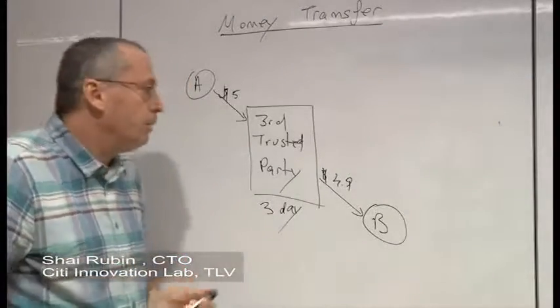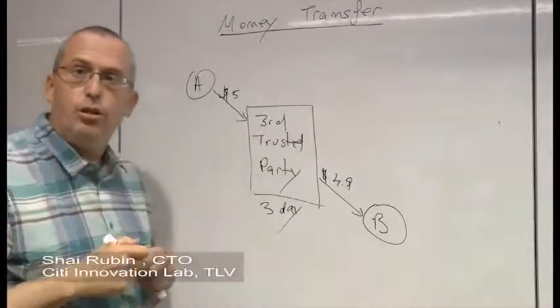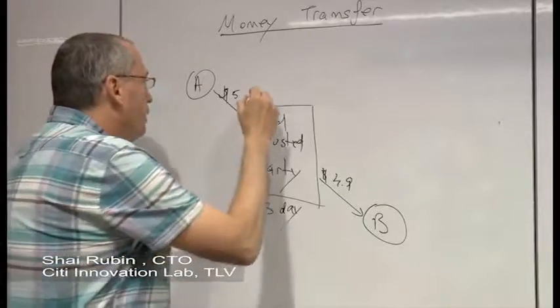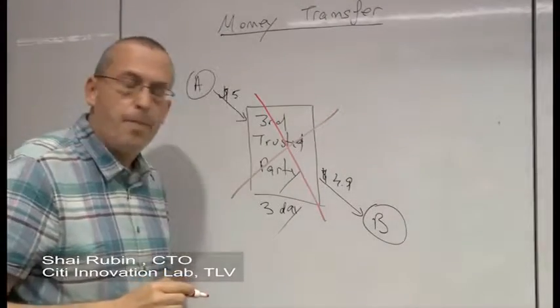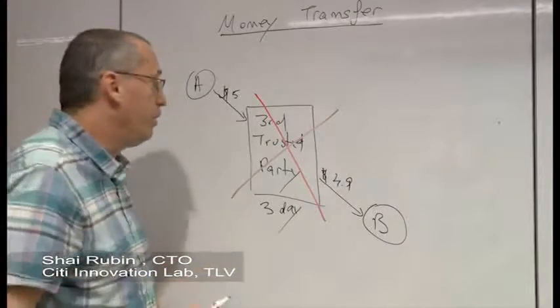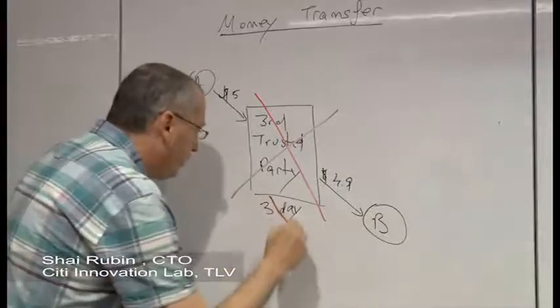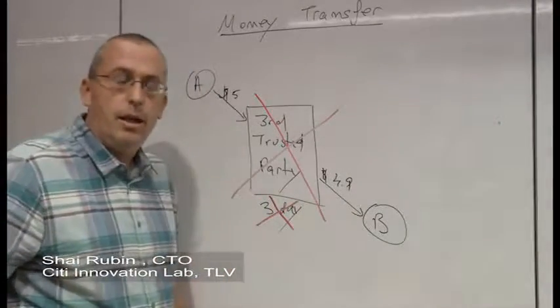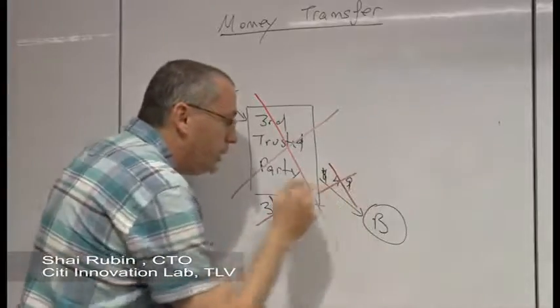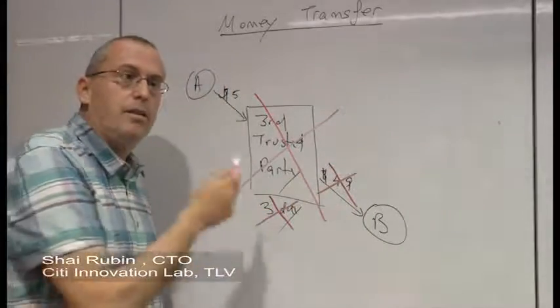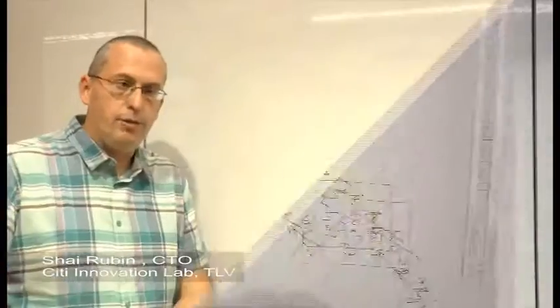What blockchain is attempting to solve is first to do the transfer of money without the trusted entity in the middle, so people can actually talk with each other. Second, to do it faster than 3 days, actually immediately. And third, to do it cheaper than the fee that the third party collects. So let's dive into how blockchain addresses this money transfer problem.